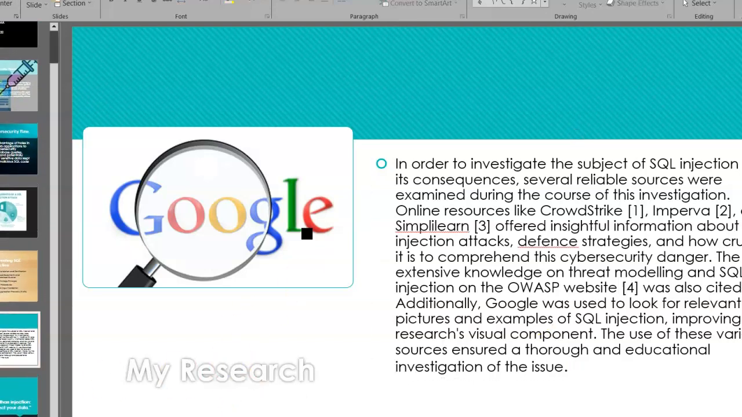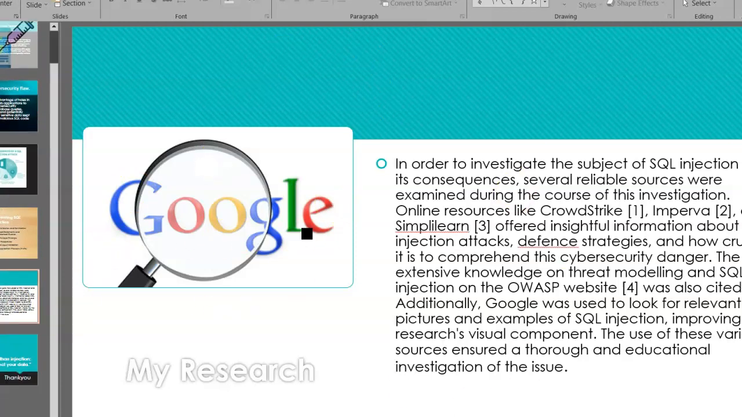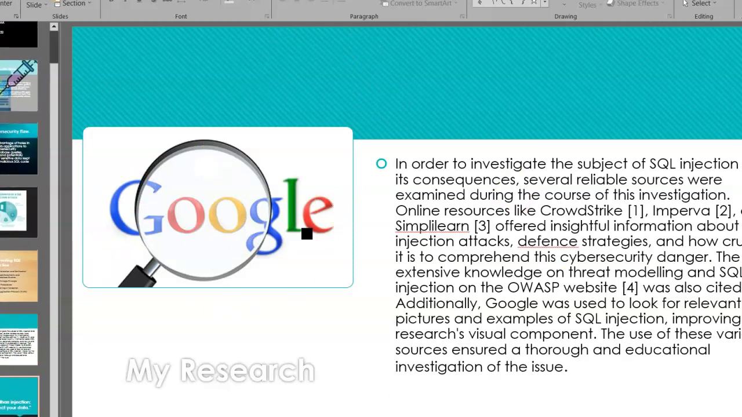Let's go ahead. The incorporation of these diverse and reputable resources ensured a thorough and educational investigation of the issue, enabling me to comprehensively address SQL injection and its implications. It was very easy for me to learn more about SQL injection by using these resources.